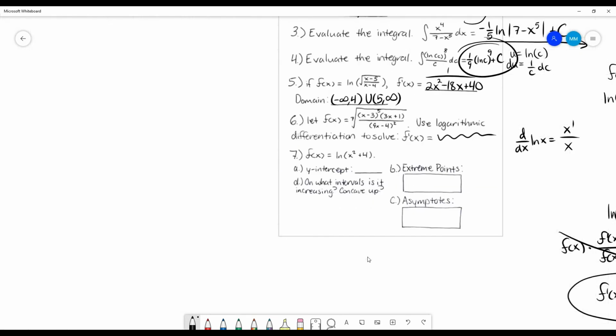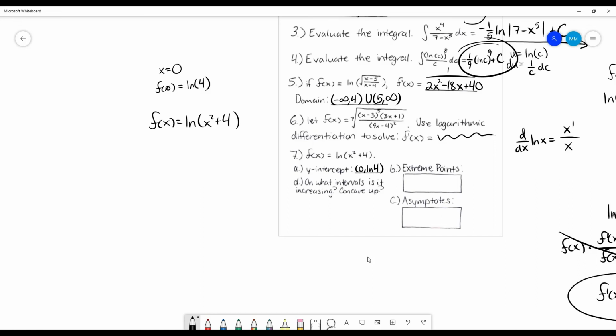Now for our final problem, we're given this function here. So f of x equals the natural log of x squared plus 4. And we first want to find our y-intercept. Well, our y-intercept is whenever x equals 0. If x equals 0, then f of x is the natural log of 4. So our y-intercept is 0, comma, natural log of 4. You could type that into your calculator for a more numeric value, but I believe the homework will accept that, and that is the most exact.